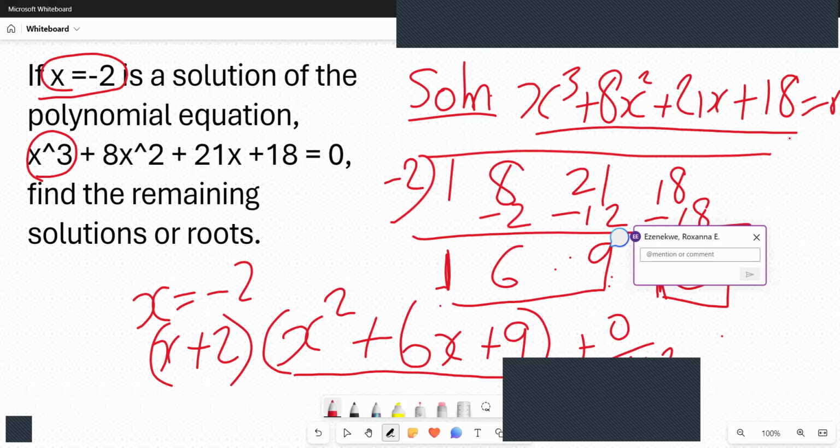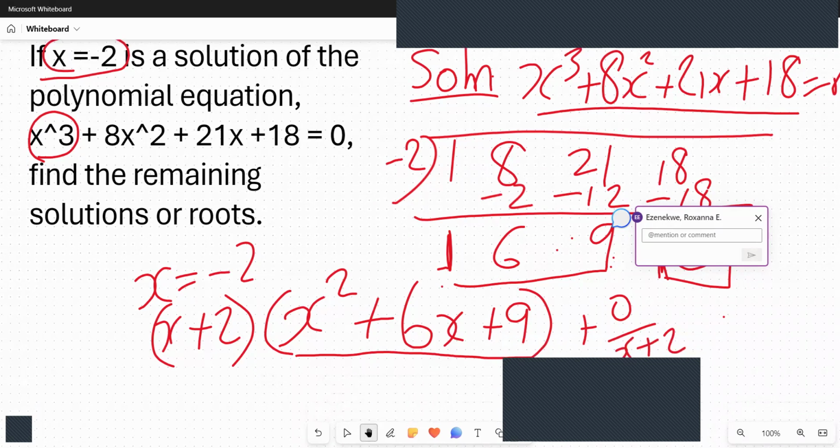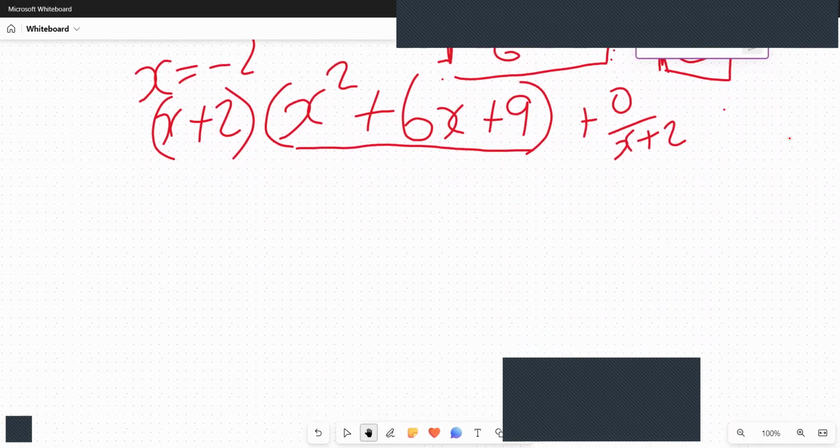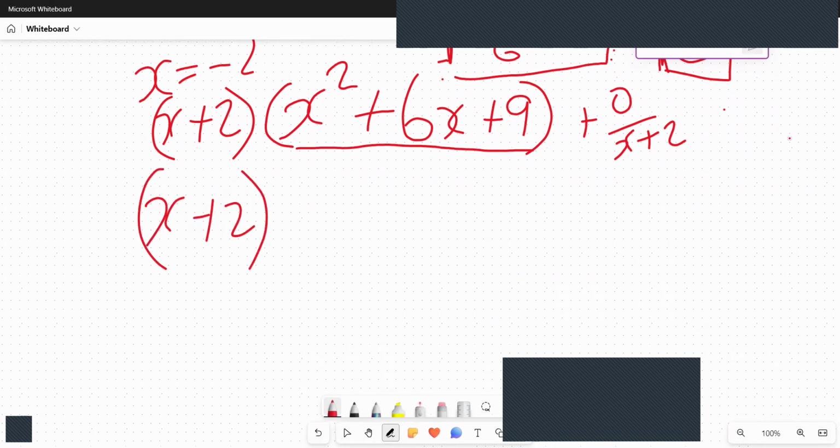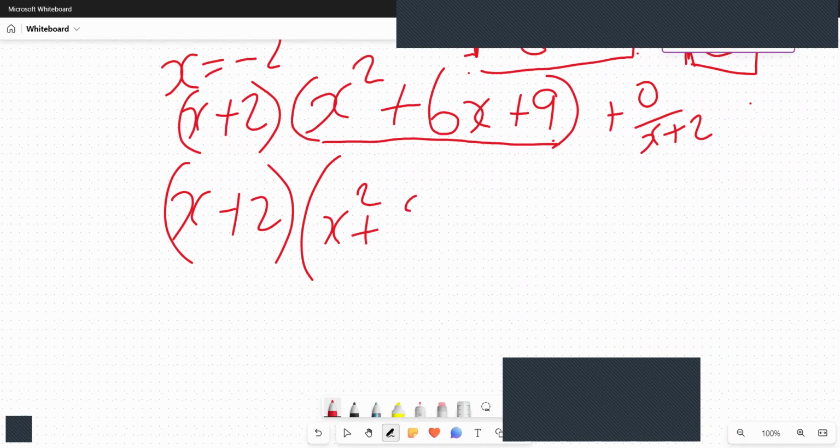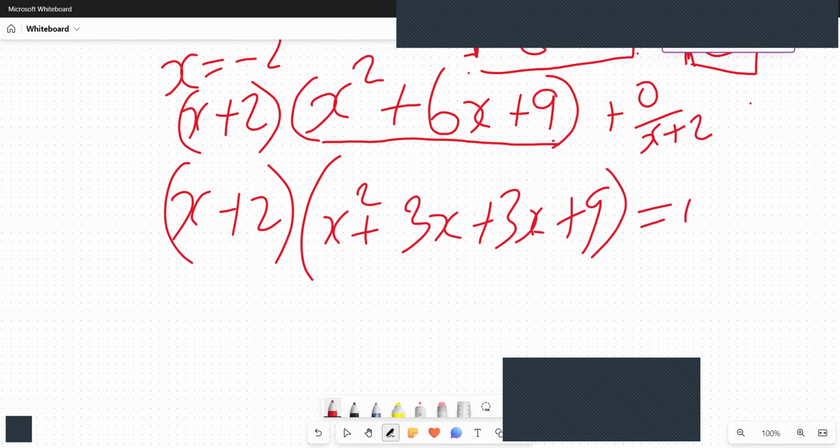So I know that the constant term is 9, so 3 times 3 is 9. Okay, let's continue with that. So I can rewrite this with x plus 2 outside. And I'm going to actually do it this way: 3 times 3 is 9, and 3 plus 3 is 6. So it's easy to write x squared plus 3x plus 3x plus 9 is equal to 0.